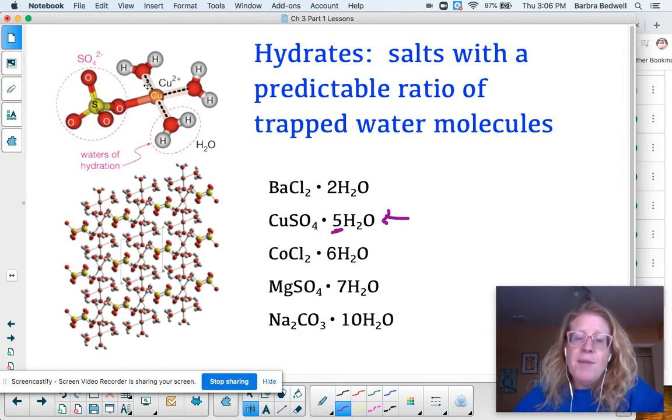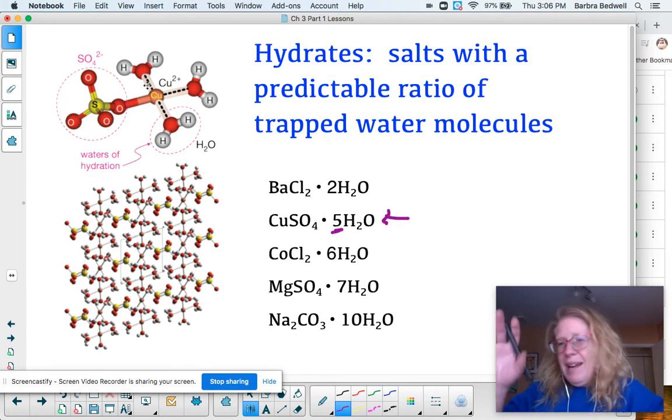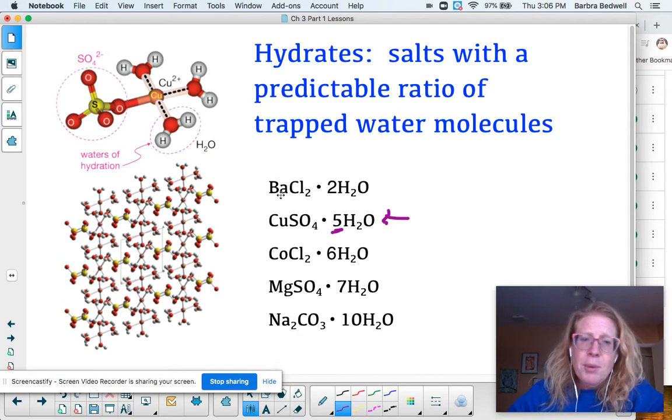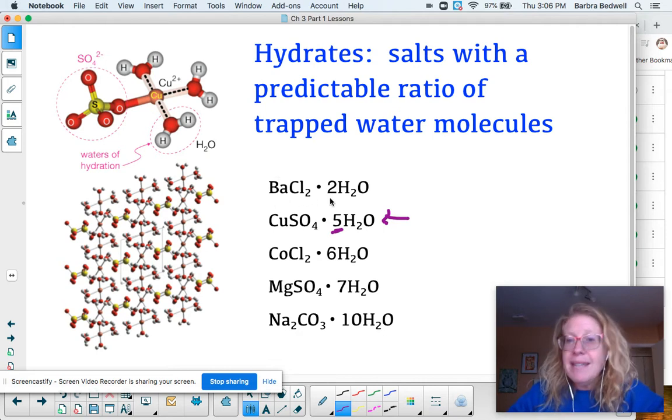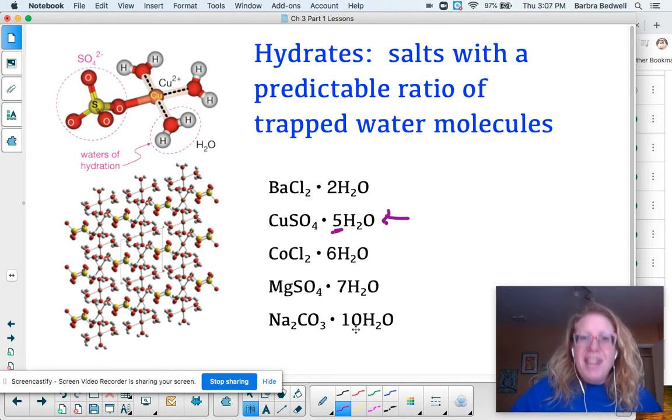All I have to do to drive those water molecules off is use a Bunsen burner, and that water will turn into water vapor, and they'll just kind of yeet on out of there. So we've got barium chloride. This would be a dihydrate. Cobalt 2 chloride. This is a hexahydrate. Magnesium sulfate is a heptahydrate. This is actually bath salts, or Epsom salts is what that's called. And then sodium carbonate is a decahydrate.